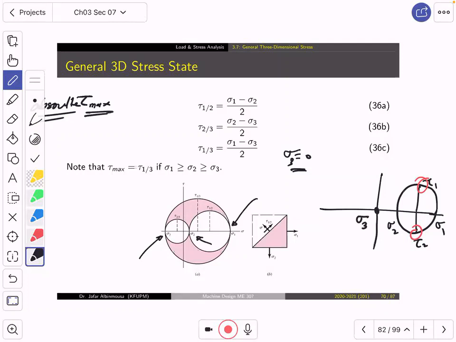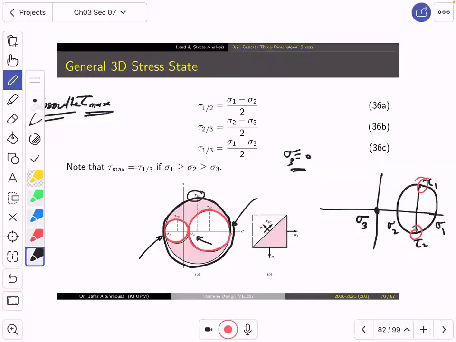Now, what does the 3D state tell us? It tells us that we have 3 circles. Circle 1 goes from sigma 1 to sigma 2. Circle 2 goes between sigma 2 and sigma 3. And circle 3 goes between sigma 1 and sigma 3. And this is the problem. The biggest circle has a bigger radius, and thus it has a bigger tau.